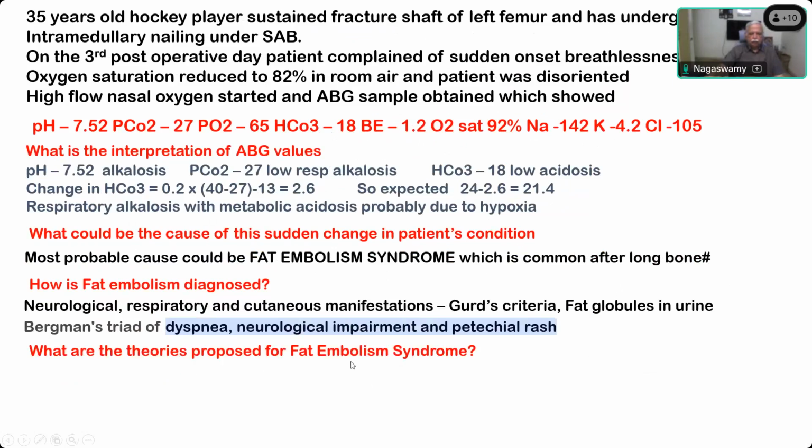What are the theories proposed for fat embolism syndrome? Two theories have been proposed. What are the two theories?